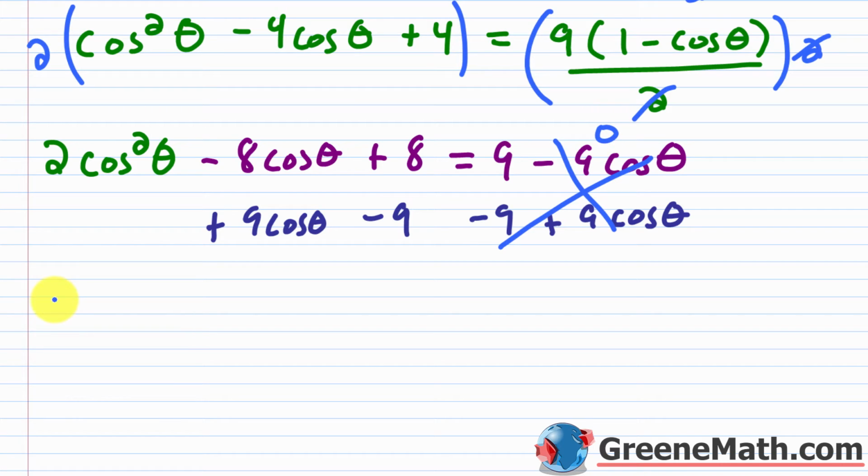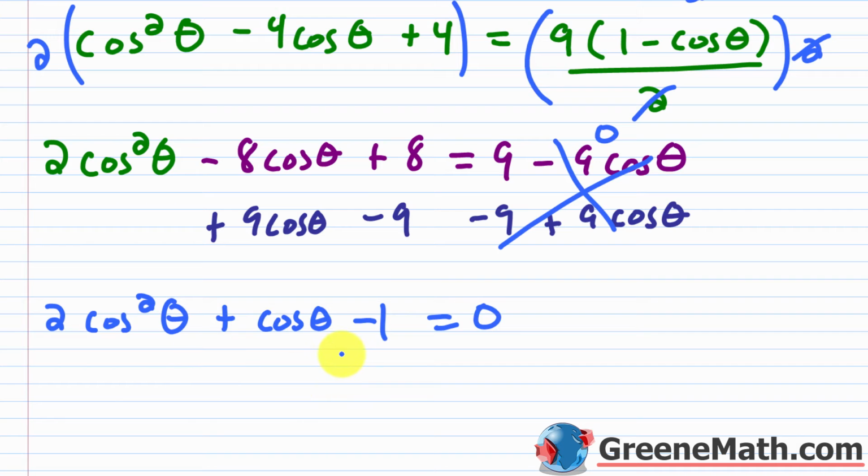So on the left, I have my 2 times the cosine squared theta, and then I have negative 8 cosine of theta plus 9 cosine of theta. So this is going to be plus cosine of theta, or you could say plus 1 times the cosine of theta, whatever you want to do there. And then 8 minus 9 is negative 1, and this equals 0.